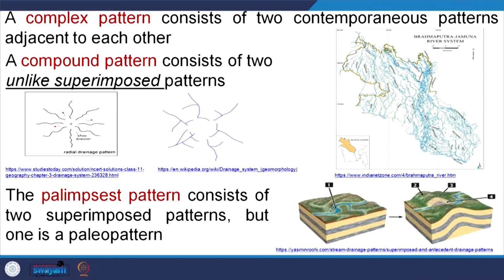And a compound pattern consists of two unlike superimposed patterns. Here, suppose one is your dendritic pattern and the superimposed pattern is your parallel pattern. So you can say it is the compound pattern of drainage. The palimpsest pattern consists of two superimposed patterns, but one is a paleo pattern, that means a change had taken place.